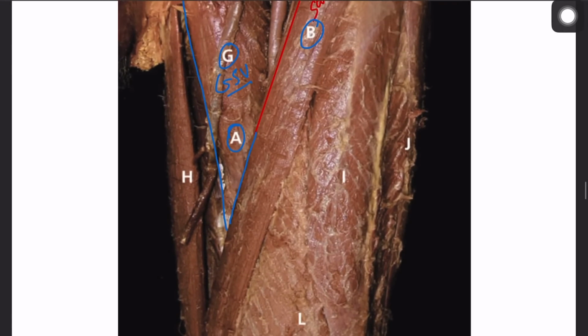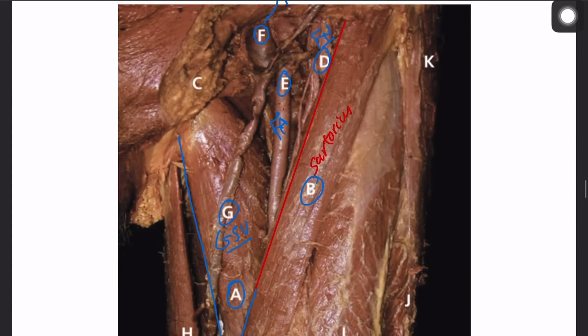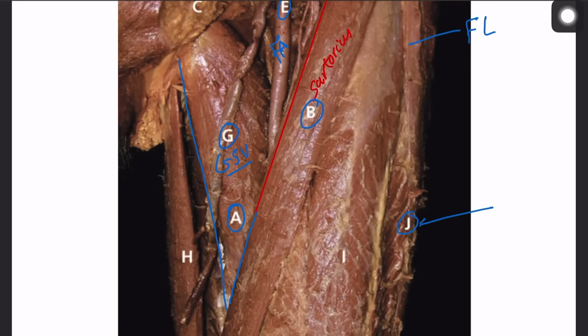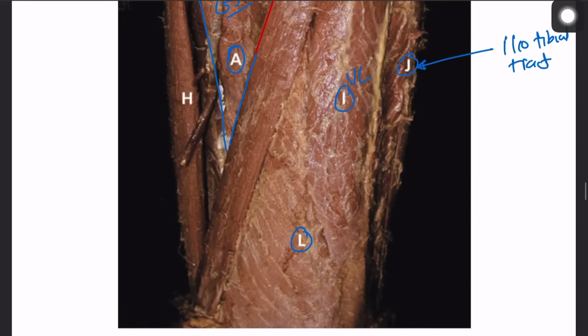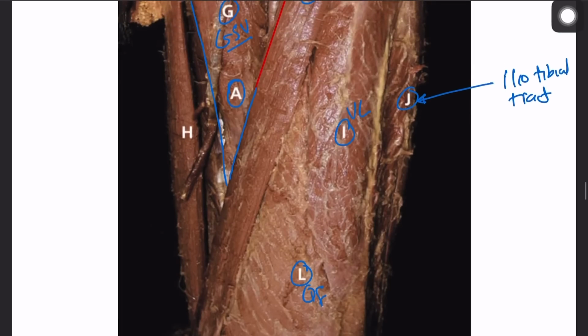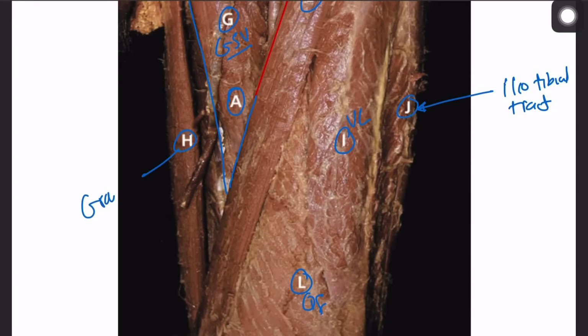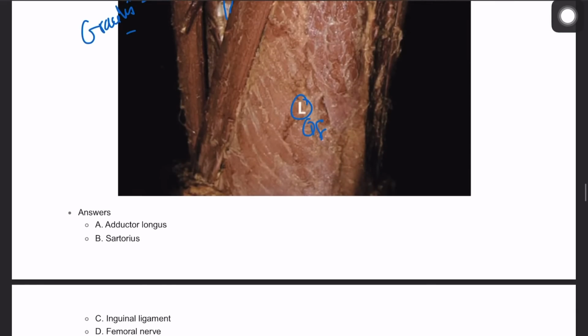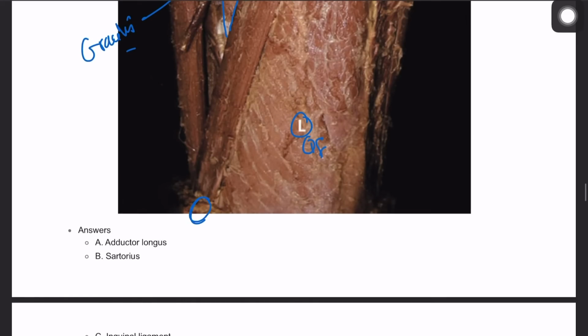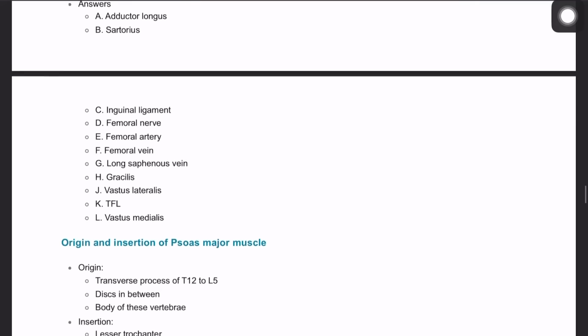In terms of J, if you remember we had the fascia lata, so that will be fascia lata, and K will be tensor fascia lata, and J will be the iliotibial tract. Also, I is vastus lateralis, L is the quadriceps femoris, and H is the gracilis muscle. The gracilis muscle, if you remember, goes all the way down and inserts in a common insertion on the upper part of the medial surface of the tibia. So these are the structures on this side.